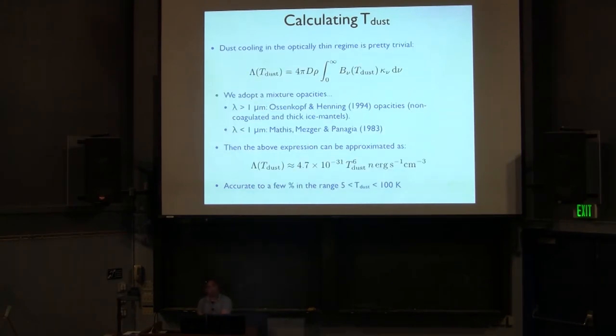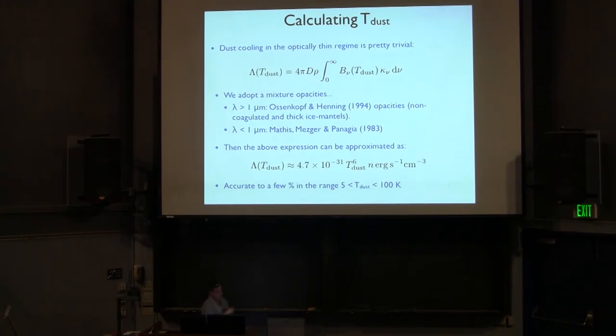Good. How does dust cool? Well, in the case where the dust is optically thin, so in the case where everything's optically thin, the dust cooling is trivial. It's just given by the black body curve for a given temperature of the dust times the kappa of the dust, integrated over all frequency. And again, you have to put it in terms of how much it's giving per cubic centimeter, a volumetric cooling rate, so you have the density out here. Again, you have the gas-dust ratio.